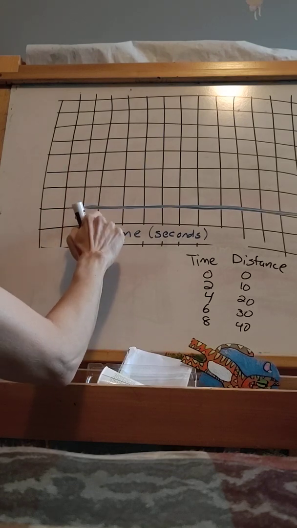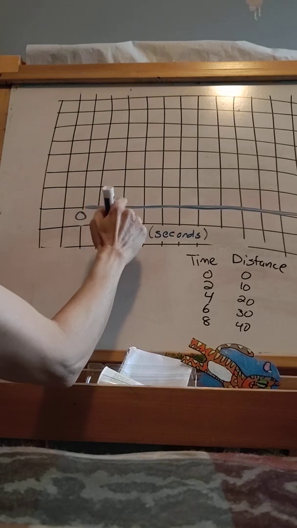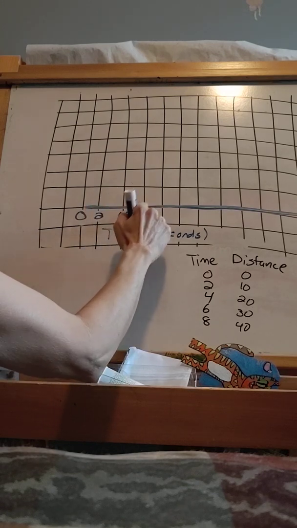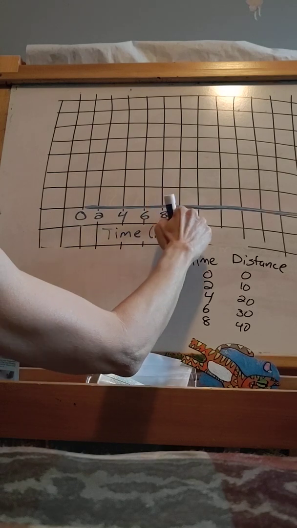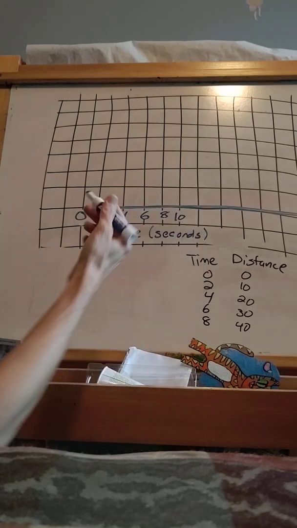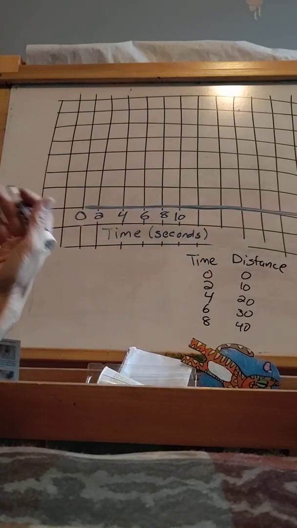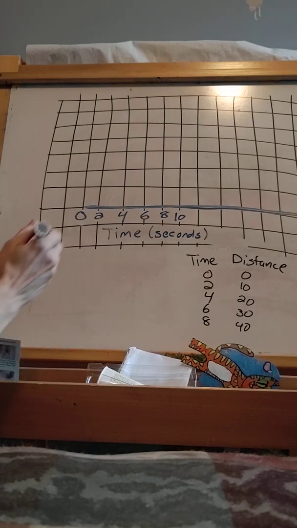So that line is going to be 0. This one is 2, 4, 6, 8, 10. I'm going to stop there because that's good enough for the graph that I'm making today.